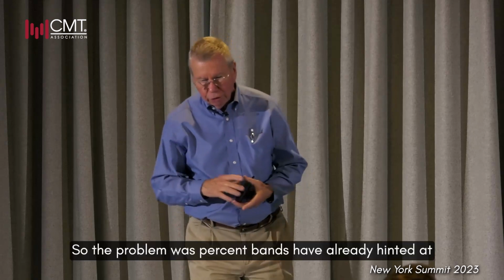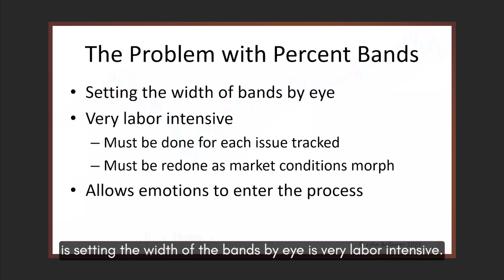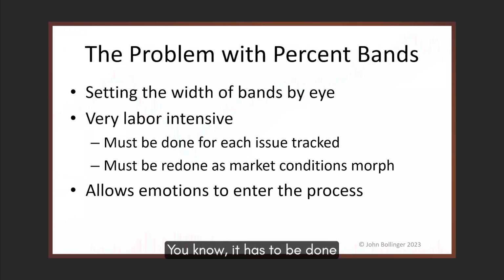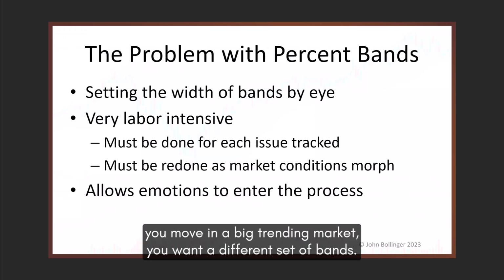So the problem with percent bands I've already hinted at is setting the width of the bands by eye. It's very labor intensive. It has to be redone for each issue that you want to track, and it has to be redone as market conditions change. You move into long-term consolidations, as we have been in the past year, you want one set of bands. You move in a big trending market, you want a different set of bands.